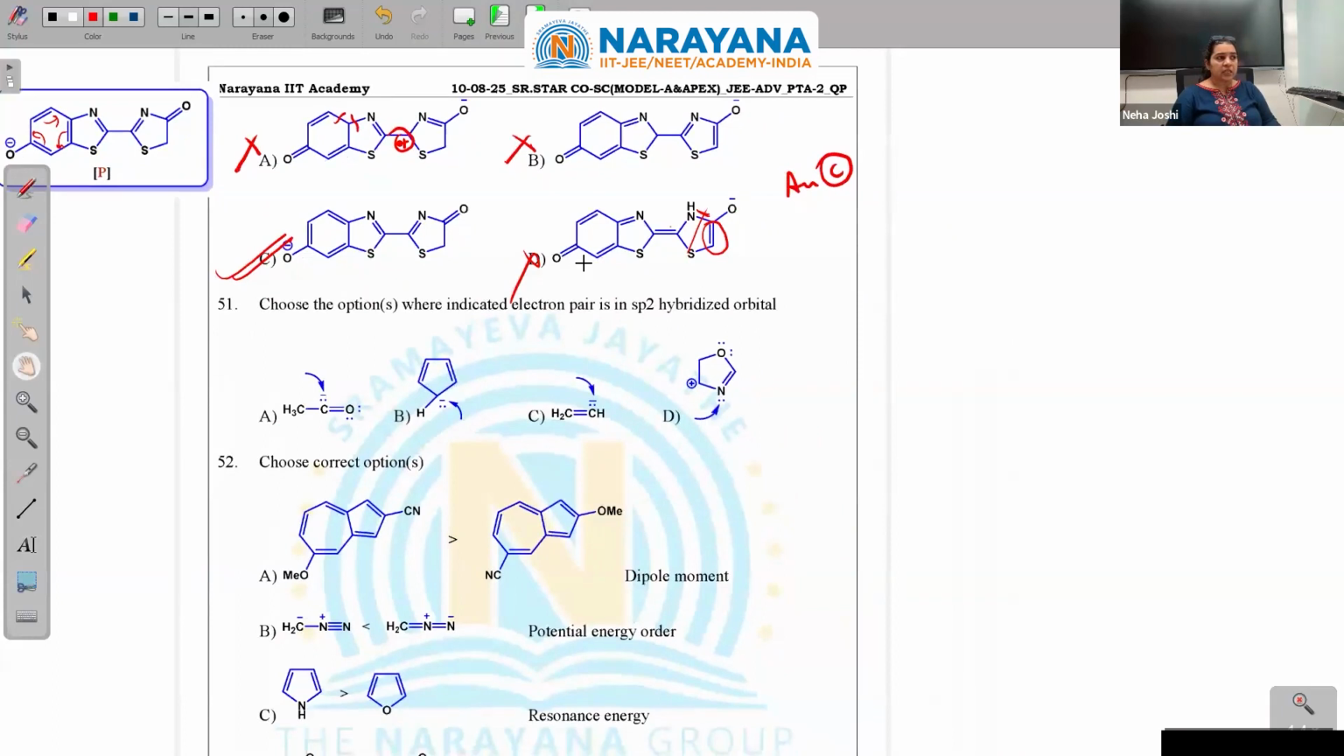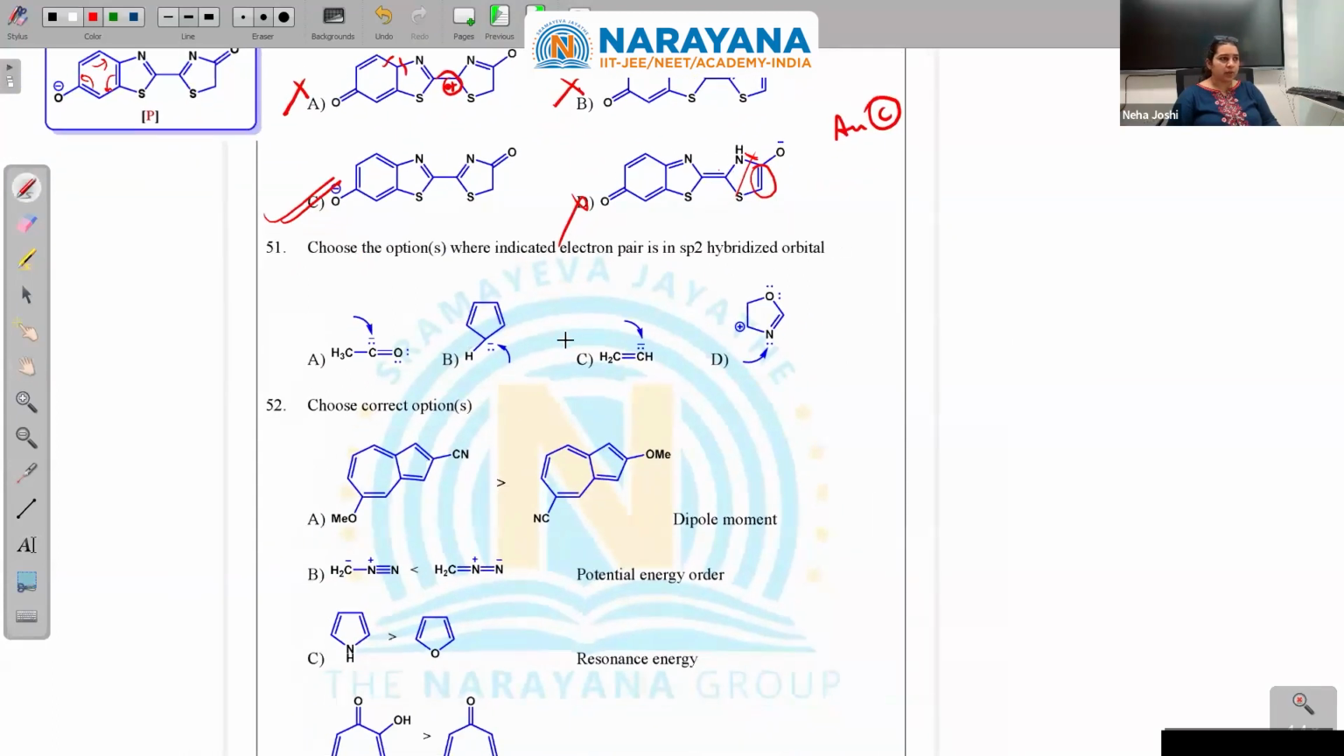Choose the options where the indicated electron pair is in an sp2 hybridized orbital. Here, the hybridization of this is sp2, non-resonating lone pair. So yes, it is in sp2. Here, hybridization of this carbon is sp2, but the lone pair is in the unhybridized p orbital. So the pair is not in sp2. So A should be the answer.